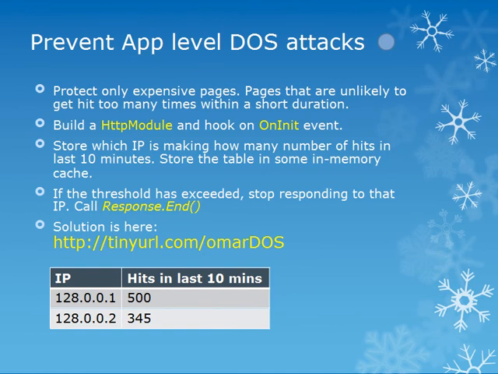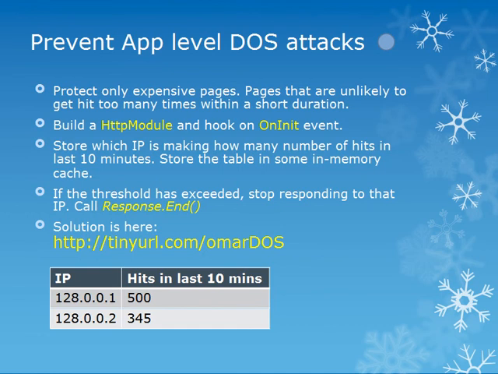So the idea is that you maintain a counter of hits from a given IP. For a certain client, you keep a counter of how many requests you are receiving from a certain IP. Let's say one IP is 128.0.0.1. As soon as you see any hit coming in from that IP, you increase the counter. So you count how many requests you have received within the last 10 minutes. If it exceeds a certain threshold, let's say more than 500, you stop serving that IP. So you just call response.end.